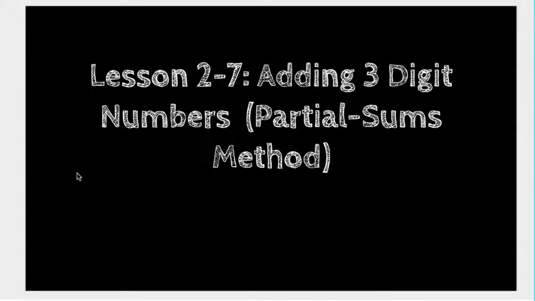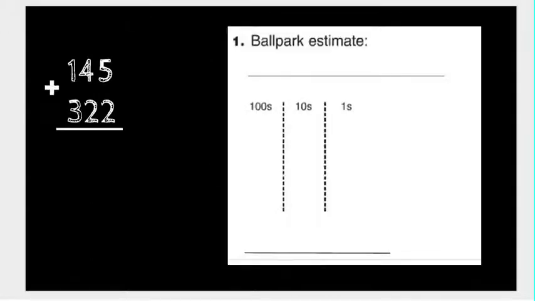Hi guys, this is lesson 2-7, adding three-digit numbers, in other words, using the partial sums method. I'm going to show you two examples of three-digit numbers today that we're going to add together, and we're going to use the partial sums method to do that. So it would be helpful if you had a notebook along to follow along.